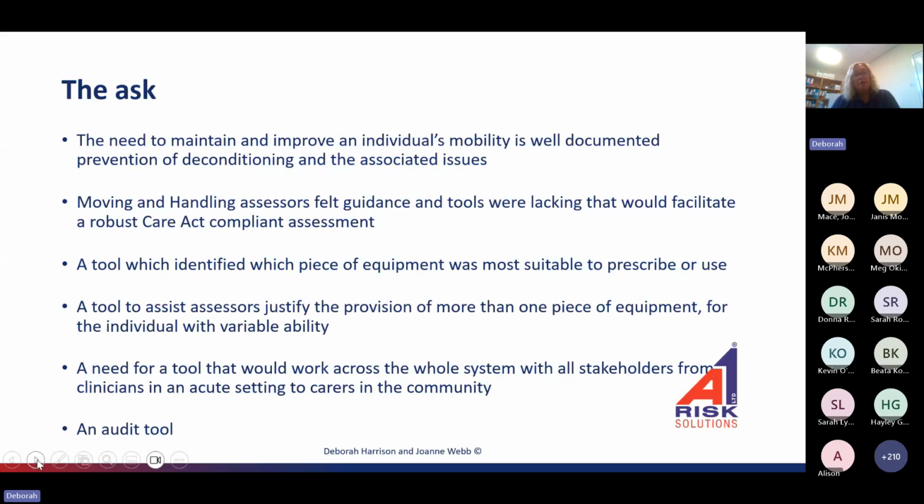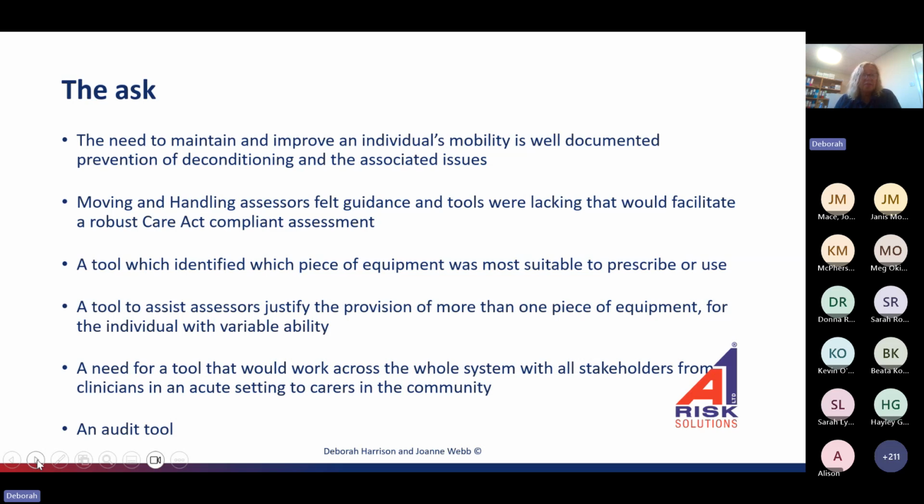We've got moving and handling assessors, I should say, who felt guidance and tools were lacking, and they wanted to facilitate that whole robust Care Act compliant assessment. A tool that identified which pieces of equipment were most suitable to prescribe or use. So it wasn't just a tool that was being developed for the prescriber, it was a tool that was going to be used by the people on the front line, so the caregivers.